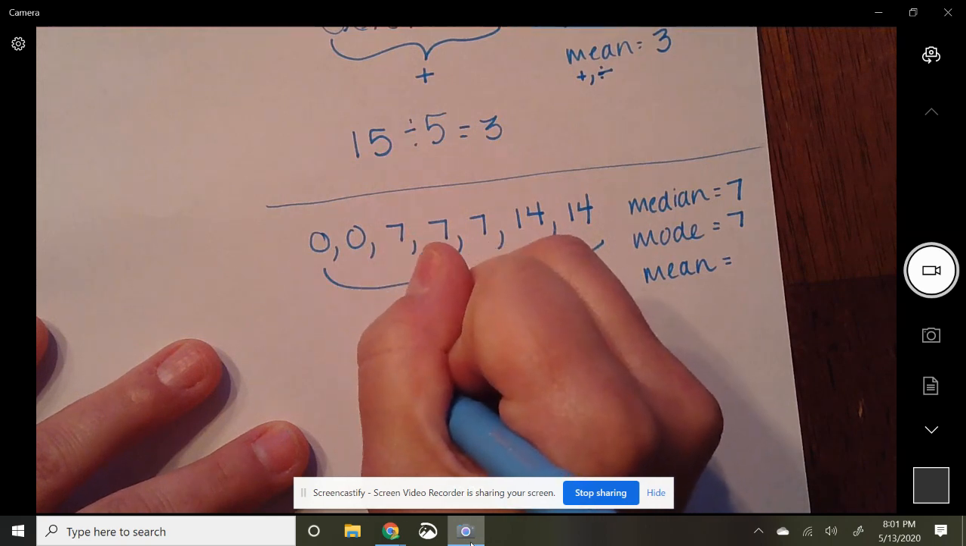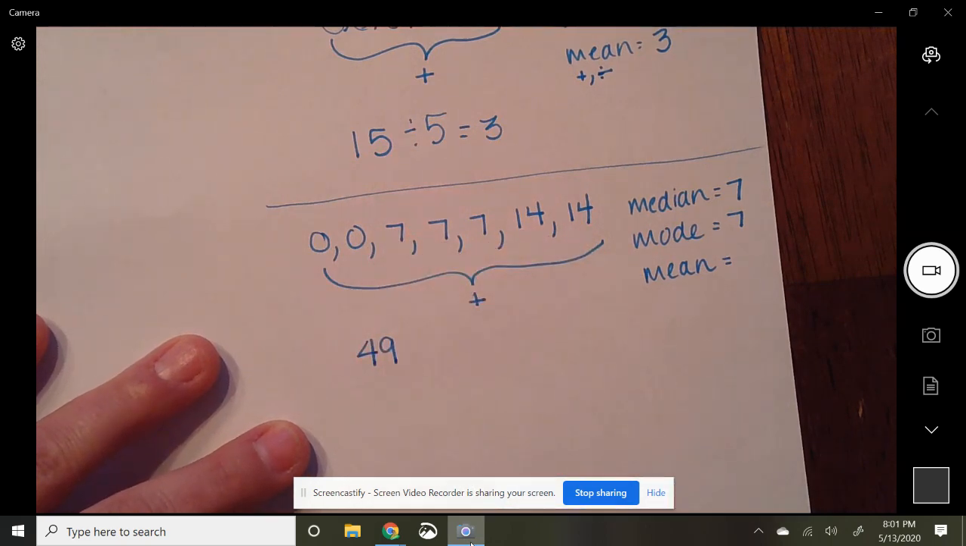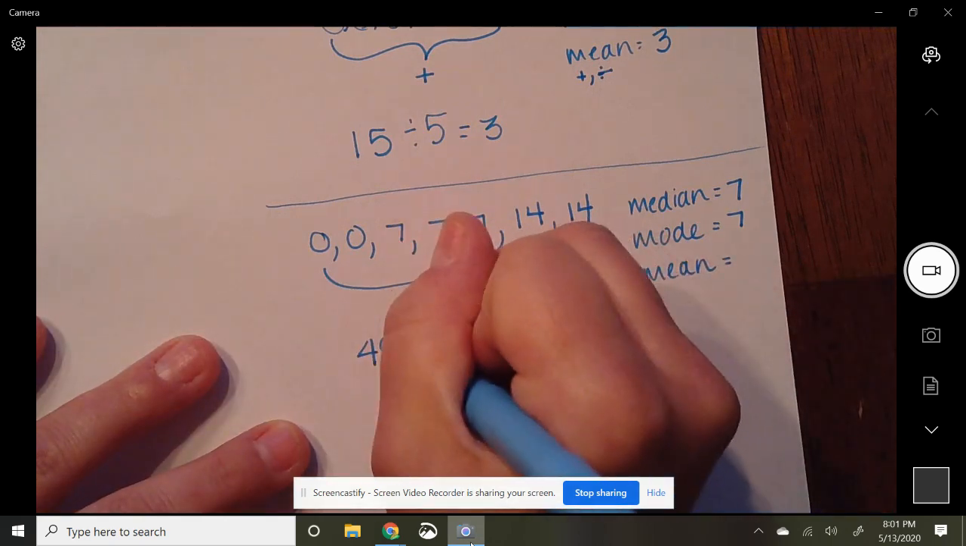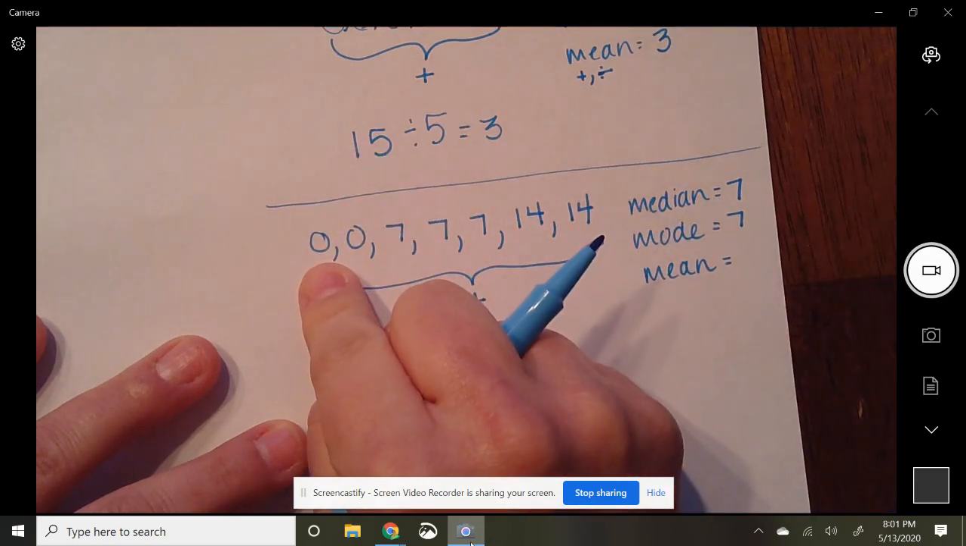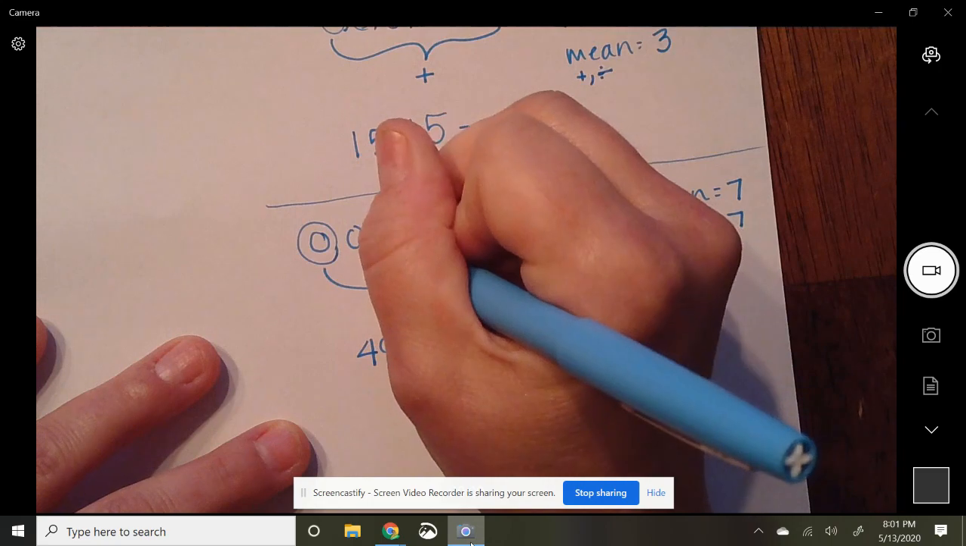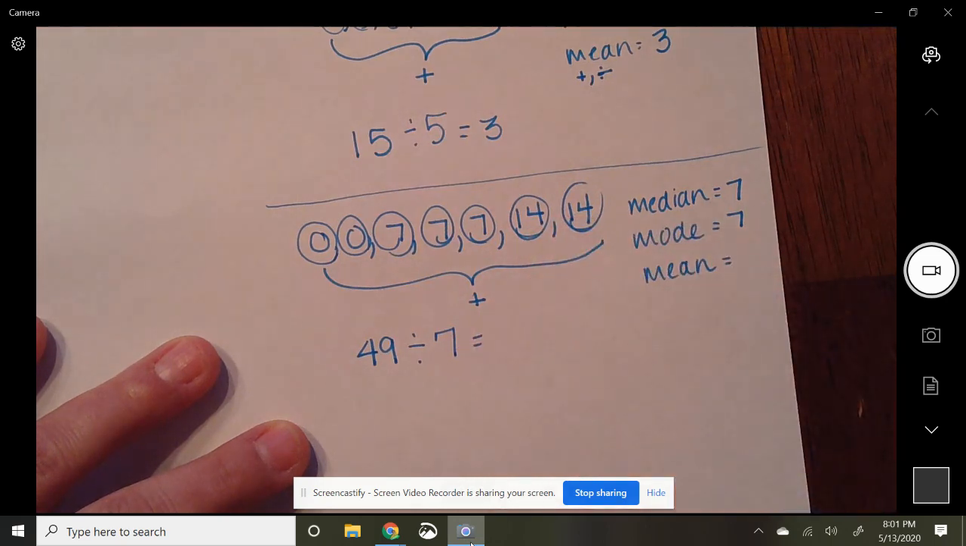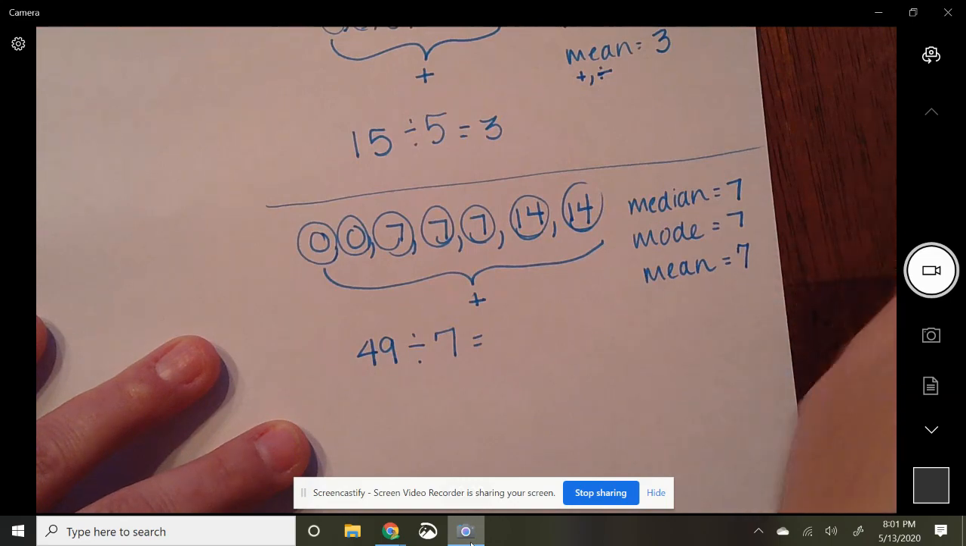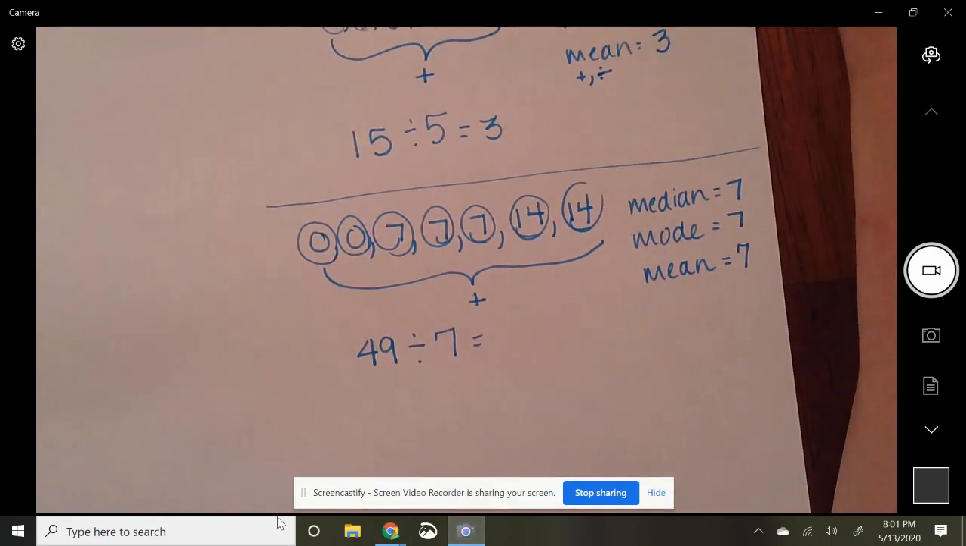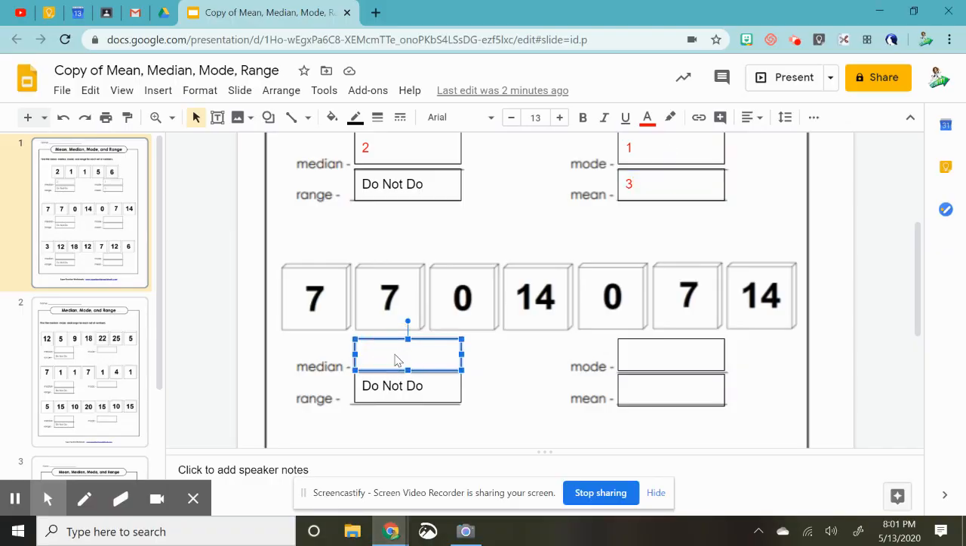So I know when I add those up, I get the number 49. Then I need to divide by the amount of numbers in my data set. Zeros are still part of the data set. So I have 1, 2, 3, 4, 5, 6, 7. 49 divided by 7. You can use your calculator if you need to, but it is a 7. So I'll go back to my worksheet and put in 7, 7, 7. Oh, that 7 is in a bad place. 7 needs to be red.